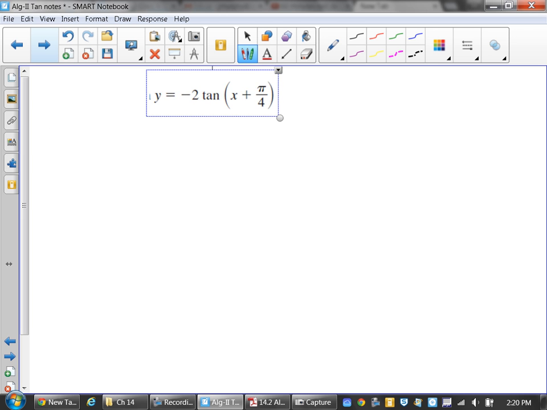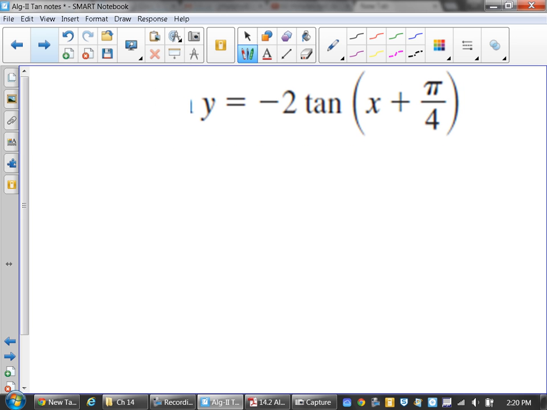So let's look at this one. I don't have a K value, so let's give it a K value, +2. Why not? Why not just do one that has all of it thrown into it right off the bat? So we have -2 tangent times the quantity x plus pi over 4, plus 2.